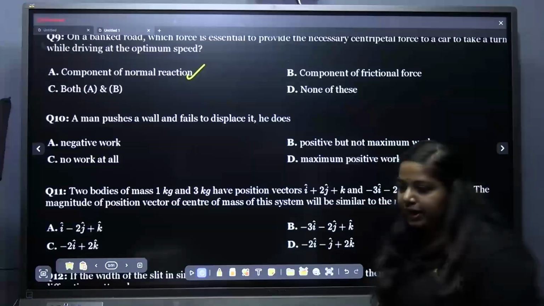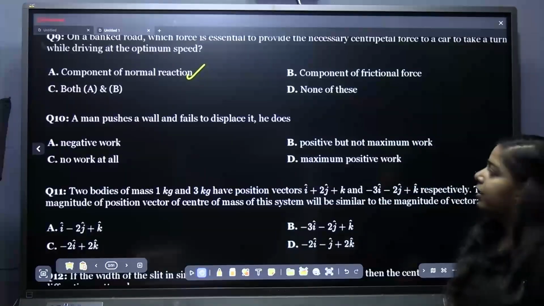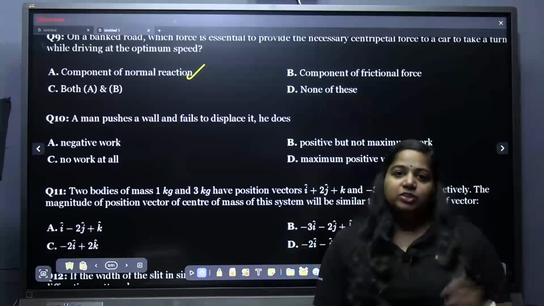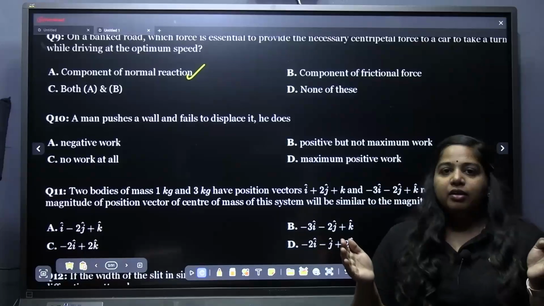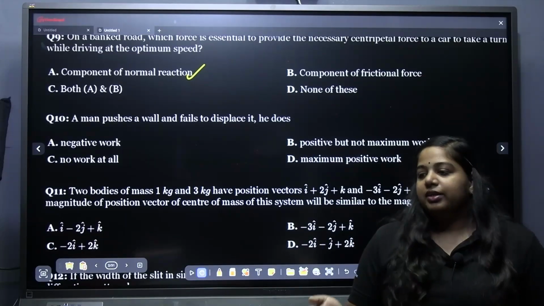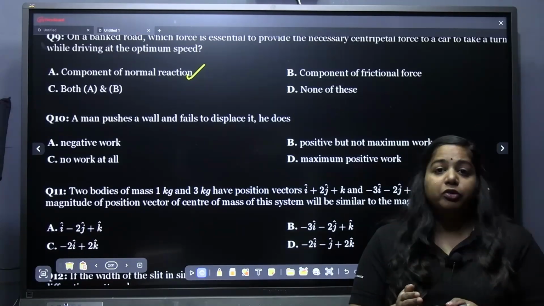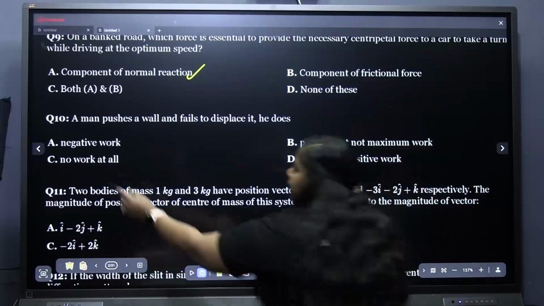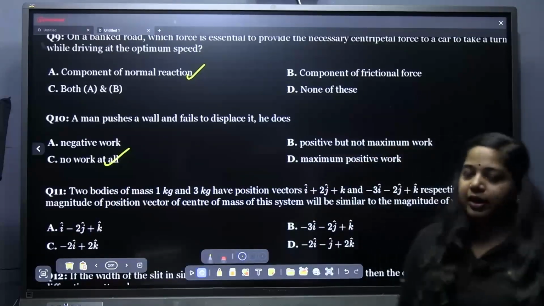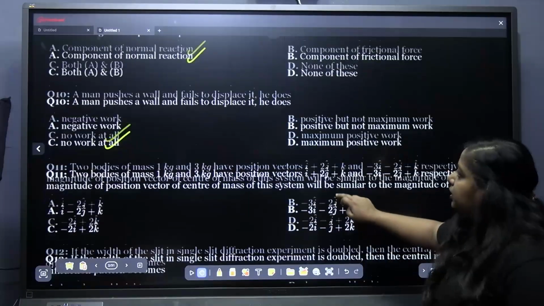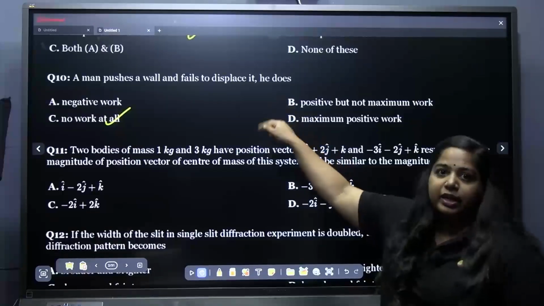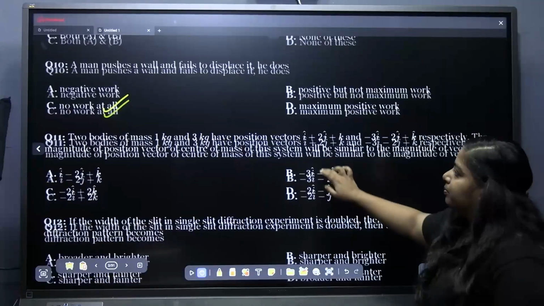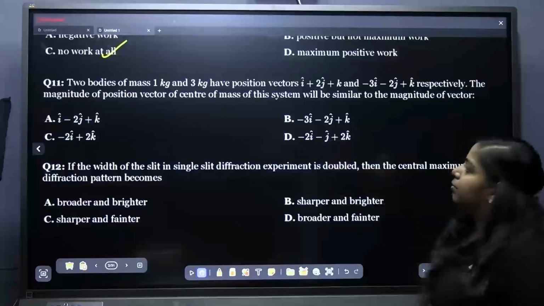Okay, you might be giving the answer for the next question. That is correct. A man pushes the wall, fails to displace it, and he does what work? No work, because work is equal to force into displacement. Force is there, no displacement, no work. C is the answer. Okay, correct. So these types of direct questions, without any numerical, also try to solve maximum. Okay. Next, question number 11.